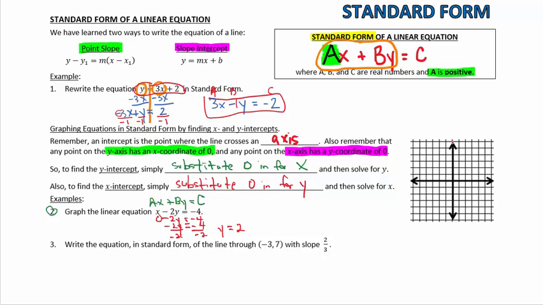So my y-intercept, when x is 0, y is positive 2. So I'll go ahead and put a point there on my graph. Now let's find the x-intercept.